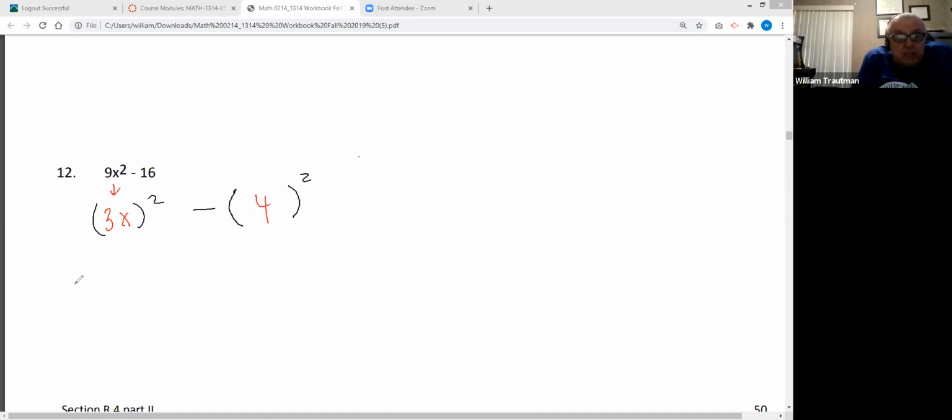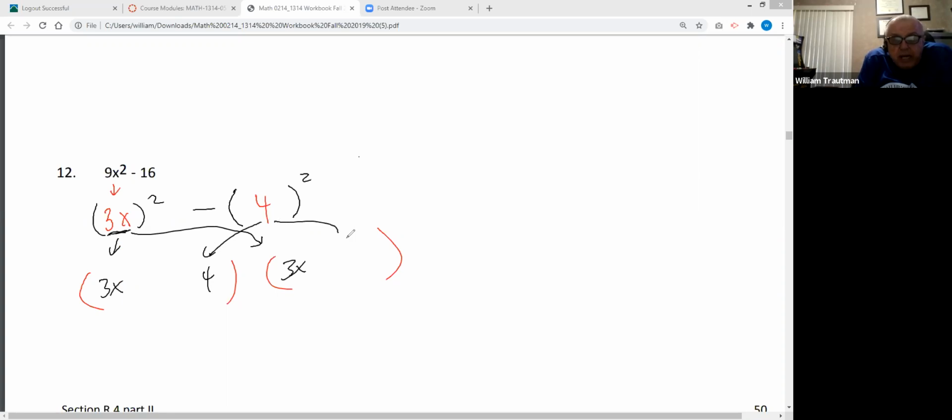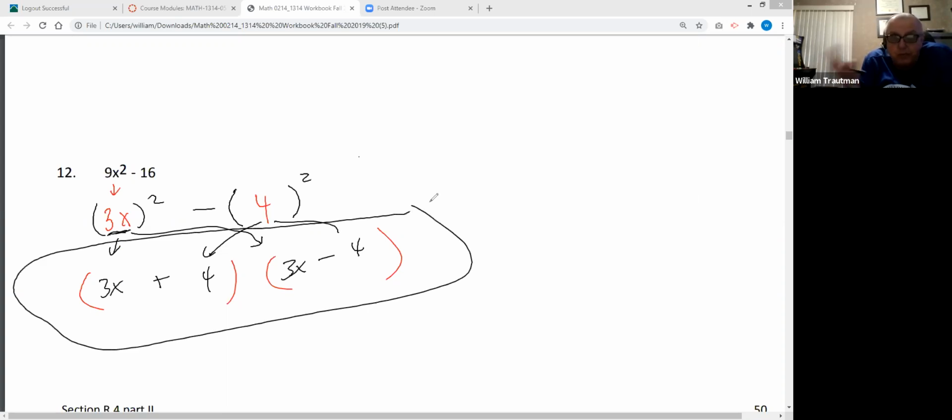So that's step 1. Step 2, write 2 parentheses. Whatever's in the first parentheses, 3x, goes into the first spot. Whatever's in the second parentheses, 4 and 4, one plus, one minus. It doesn't matter if the first one's a plus and the second one's a minus, or vice versa, minus plus. It doesn't matter. That's it. That's factoring two terms.